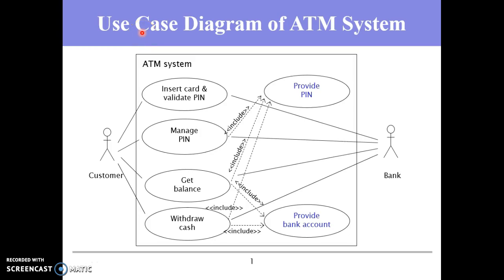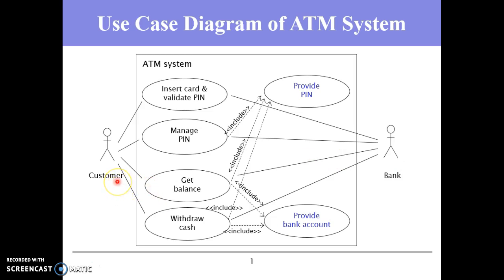Good morning everybody. This is about the use case diagram of an ATM system. A use case diagram shows us a set of actors and a set of operations that can be carried out by the actors, and all the operations lie inside the system. We call that the context of the system, and the actors, like the customer and the bank, lie outside the context of the system.